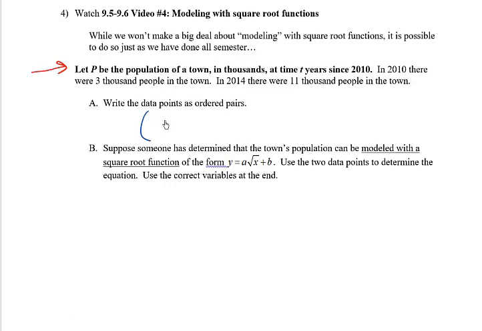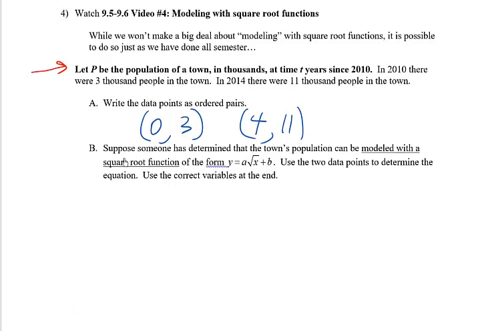Well, let's see. T is number of years since 2010, so the year 2010 itself would get a 0. And that year there were 3,000 people. We're measuring in thousands though, so I just need to write 3. So 0, comma 3. And the second data point, 2014 would be 4 years after 2010, and it looks like the population was 11,000, so I fill in 11.